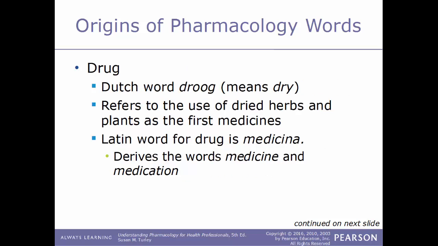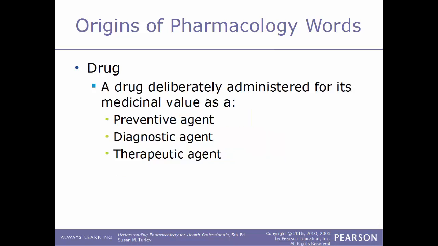The word drug is from a Dutch word, droog, which means dry. And this is a reference to the use of dried herbs and plants as the first medicines. And the Latin word for drug is medicina, and this is where we get the words medicine and medication also. Now, a drug is deliberately administered for its medicinal value for one of 3 reasons.